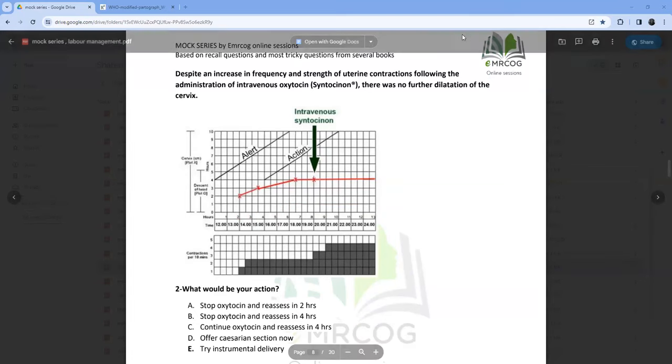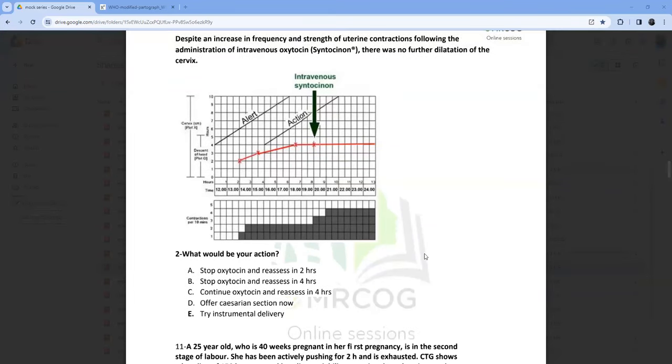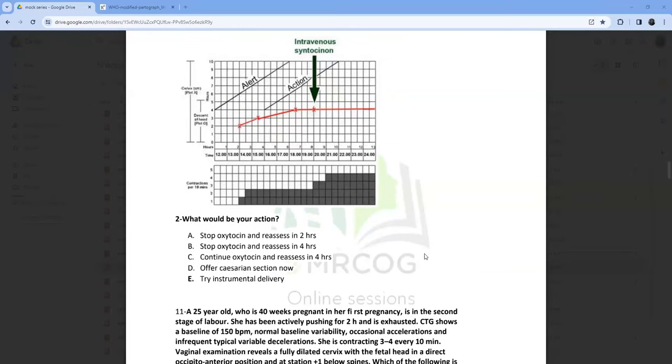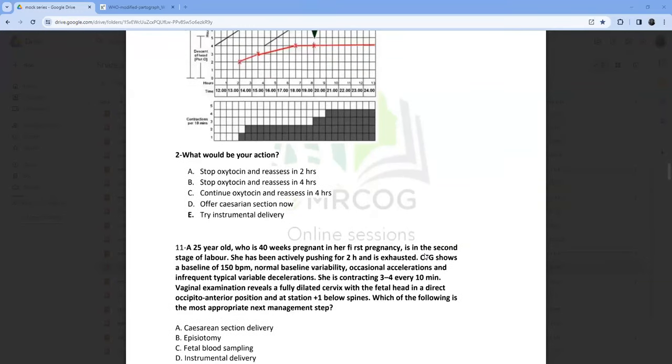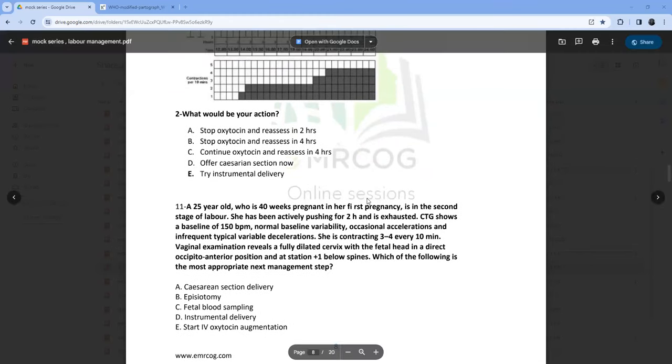Caesarean section for non-progress of labor, right? Is that an indication to go for caesarean section? Yes, of course. Okay, so good. What category is this caesarean section of non-progress of labor? This is emergency caesarean section, but what category? Cat two, well done.